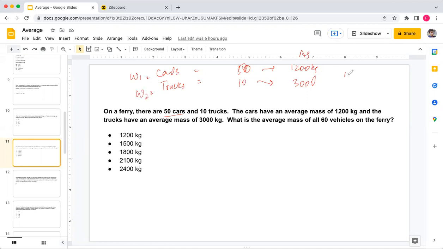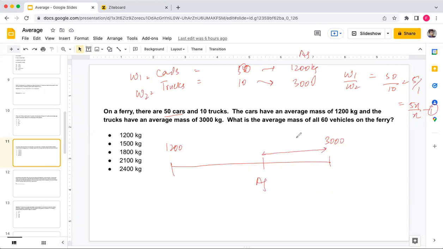So what is W1 over W2? That is 50 by 10, which is 5 by 1, and you could write this as 5x over x, right? Now just simply draw a number line. What is the smaller average? That is 1200. What is the bigger average? That is 3000. And this is AG. So what is this thing? This is 5x. And what is this thing? This is x.